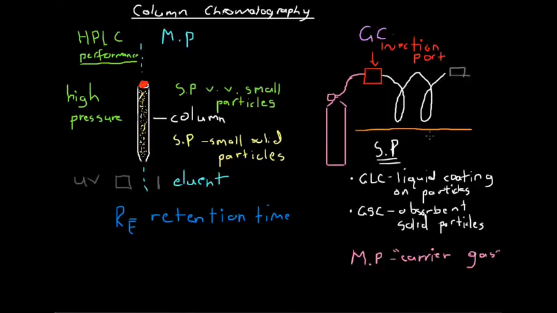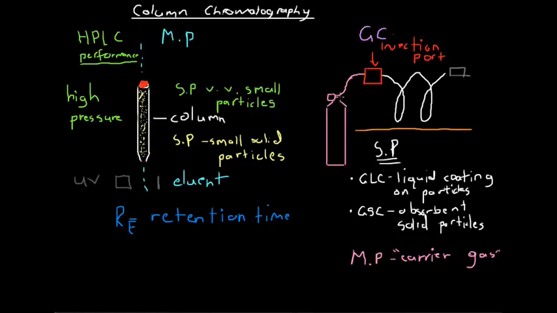So this whole area that I've underlined with the orange here is often in an oven when we're dealing with gas chromatography. And so what happens is this injection port is heated to a very, very high temperature. And so when we inject the sample into the injection port, the sample is immediately vaporized and turns into a gas.